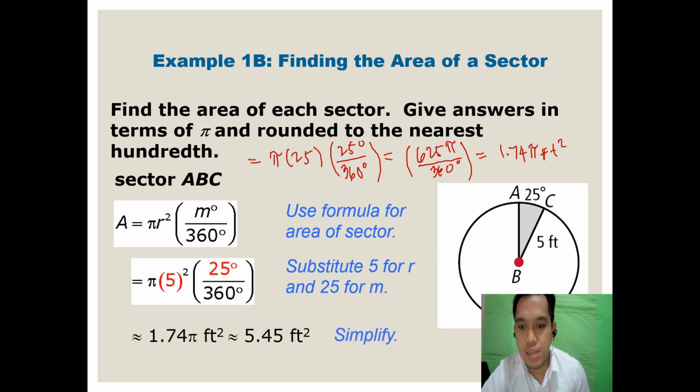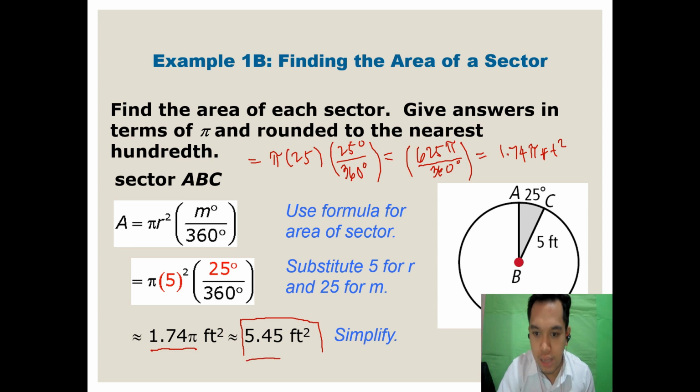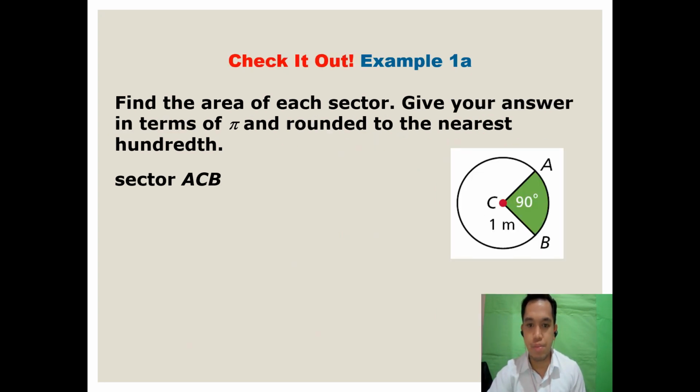1.74 feet squared. So 174 times pi, i-multiply mo pa ito, 174 times pi, and the final answer is 5.45 feet squared. So that is the area of the sector for this particular example. Okay, so let's proceed to the next example.